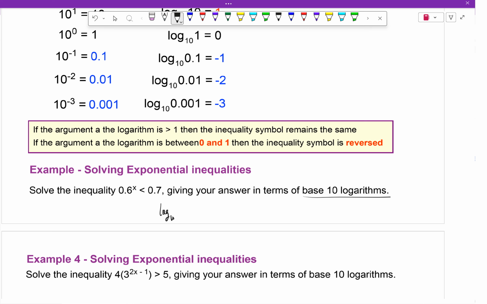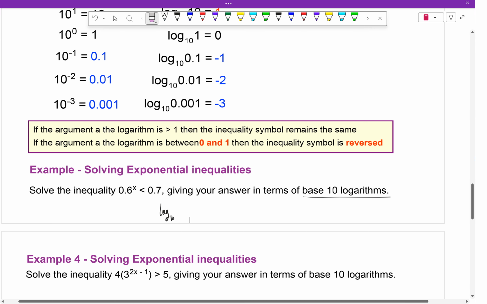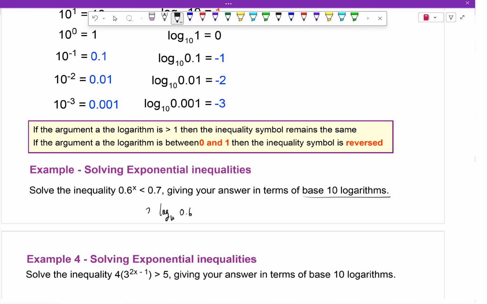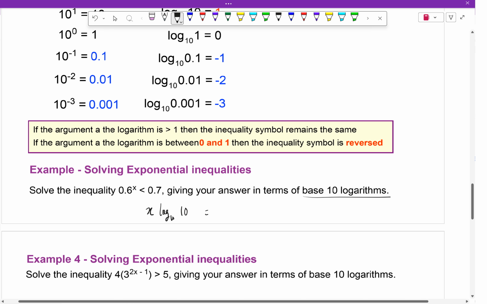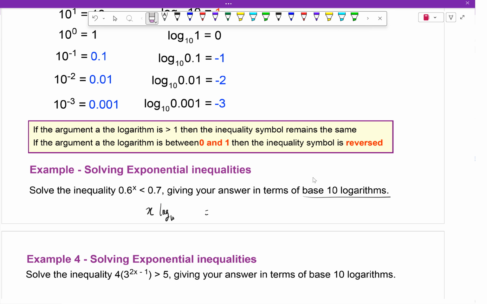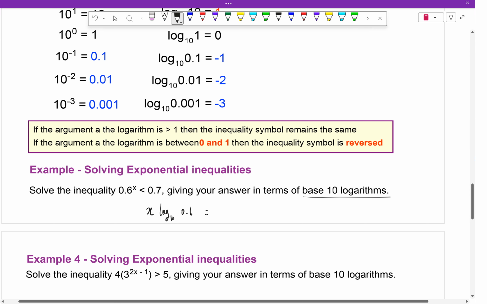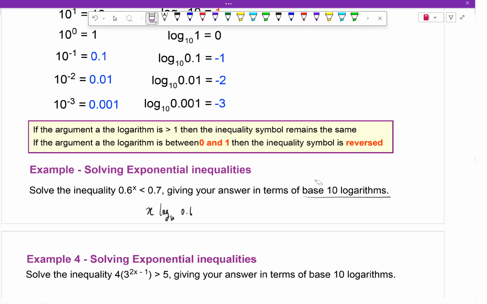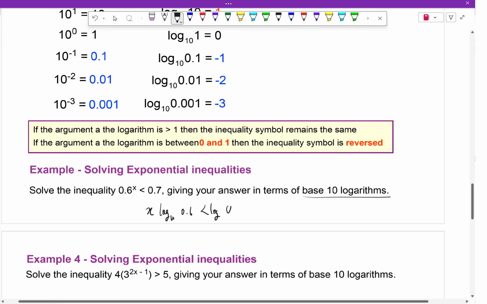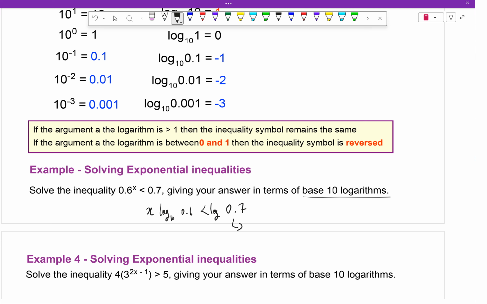So log 10, 0.6, which can be rewritten as 0.6. And because of our power rule, we bring it down. Okay, so that becomes 10. And then actually, you know what? Let's leave it like that. Let's leave it to 0.6. Okay, so this is our smaller than log 0.7. To make the x subject, okay, to make the x subject, it would be x, and then our log 0.7 divided by log 0.6.